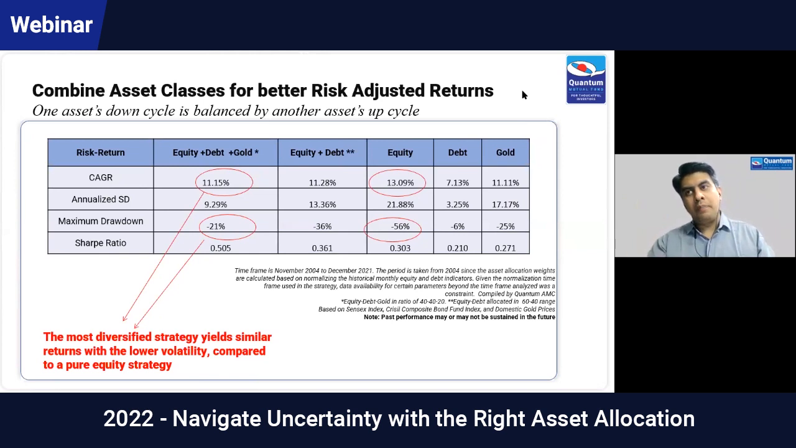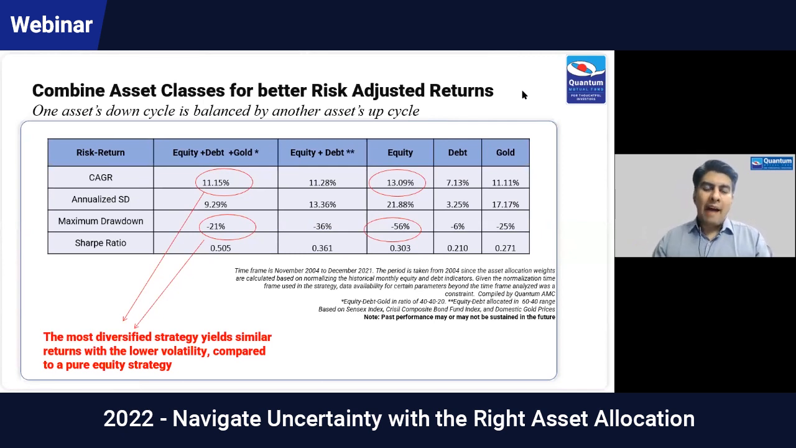Now, again, we are at peak returns in equities. Equities are at peak right now. And despite that, you are earning just about 2% lower returns. But at the same time, look at the risk, the volatility, the up and down movements has come down from 21% to 9%. And the biggest fall that you have seen reduces from 56% to 21%. So on a risk adjusted basis, which is measured by the Sharpe ratio, it is much higher in a diversified portfolio as opposed to a single asset like equities.